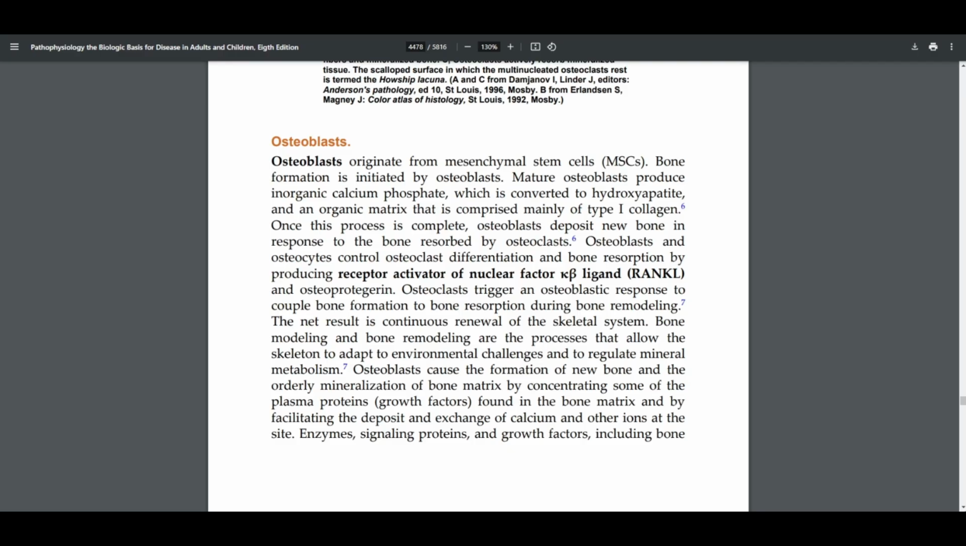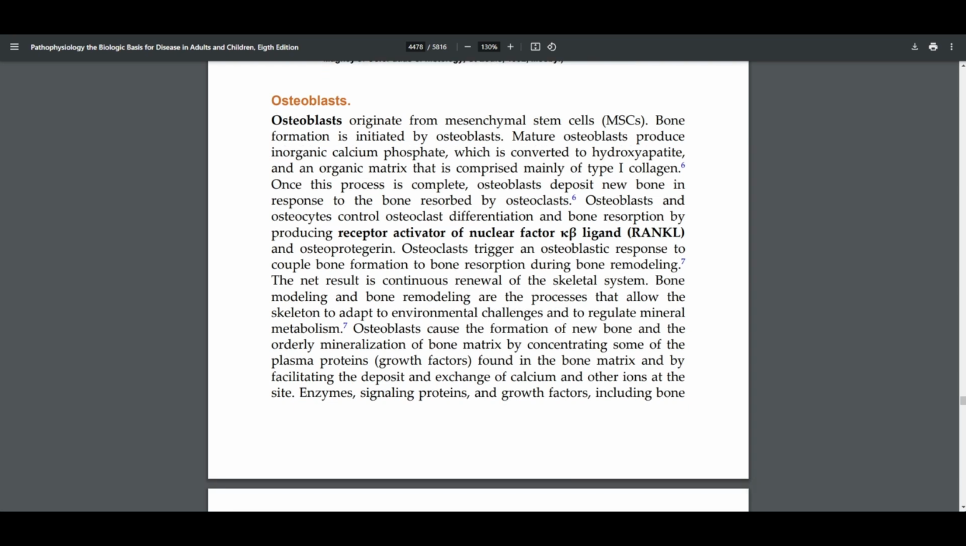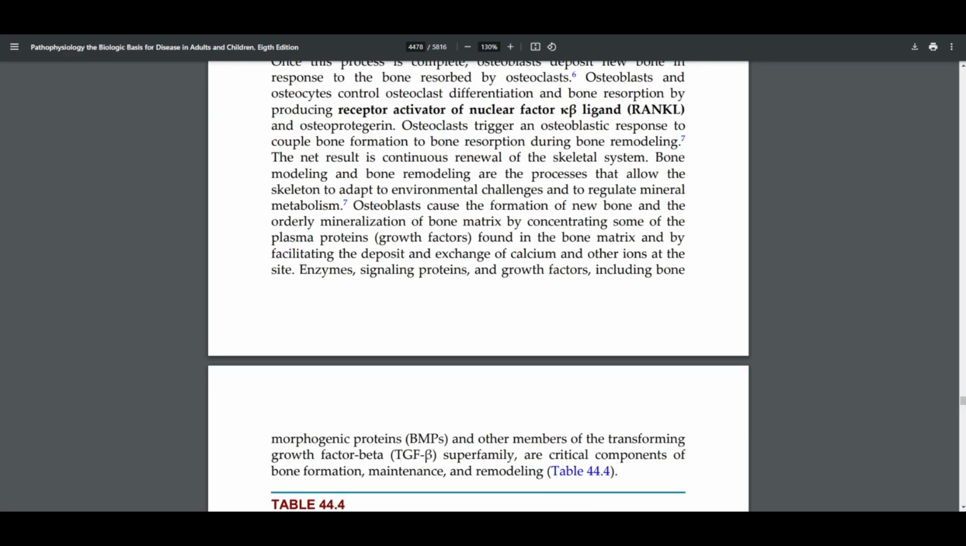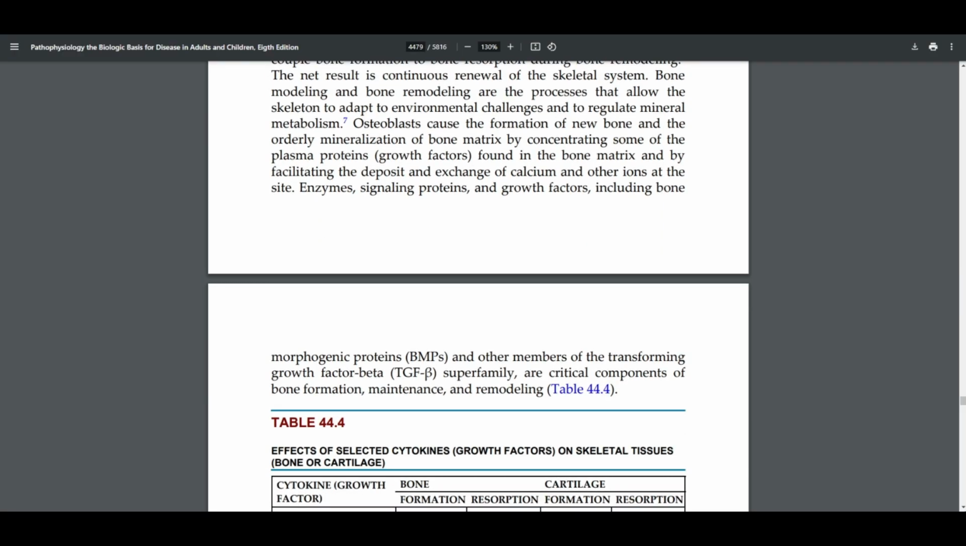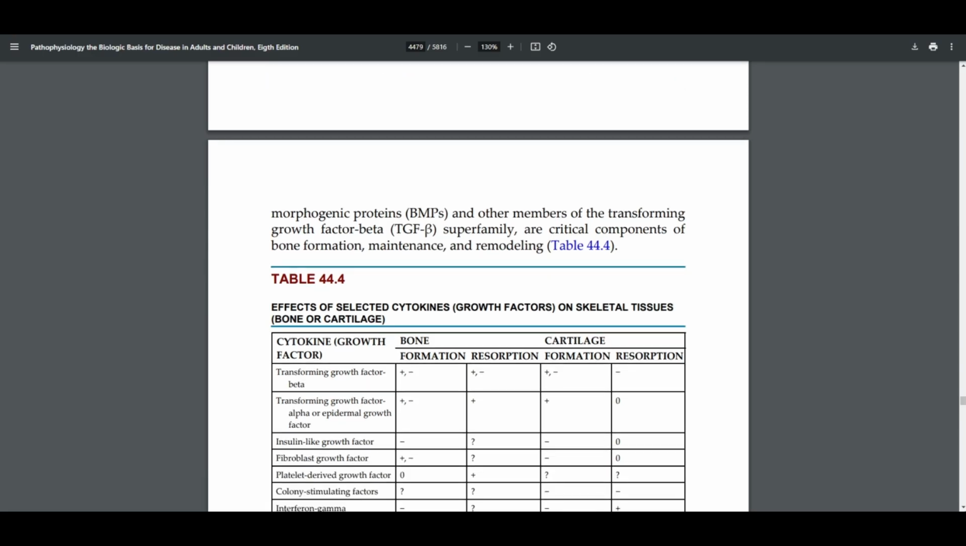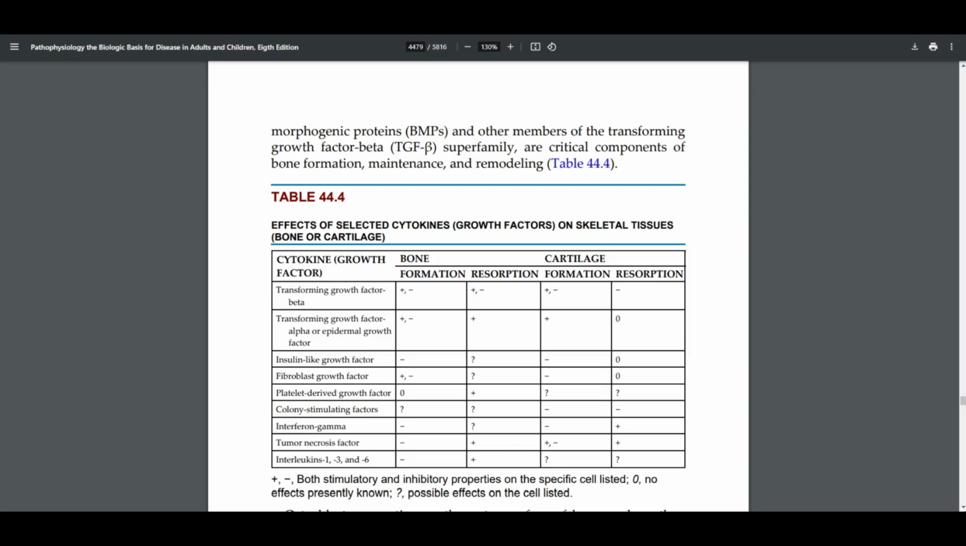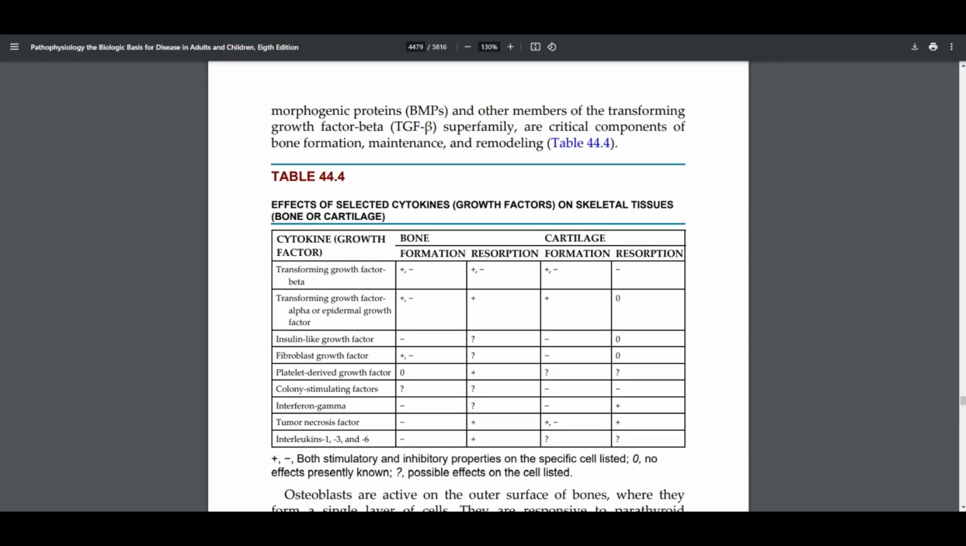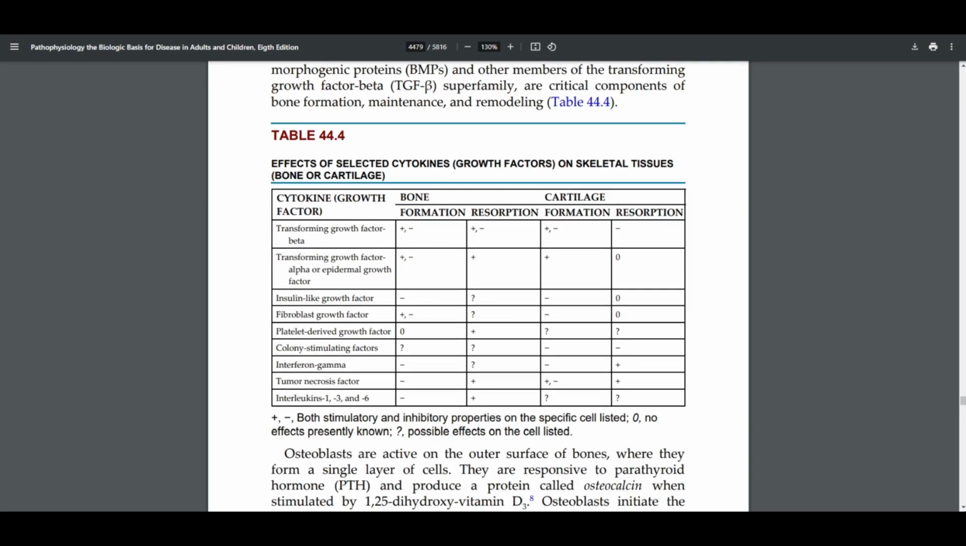Osteoblasts cause the formation of new bone and the orderly mineralization of bone matrix by concentrating some of the plasma proteins found in the bone matrix and by facilitating the deposit and exchange of calcium and other ions at the site. Enzymes, signaling proteins, and growth factors, including bone morphogenic proteins and other members of the transforming growth factor beta superfamily are critical components of bone formation, maintenance, and remodeling.